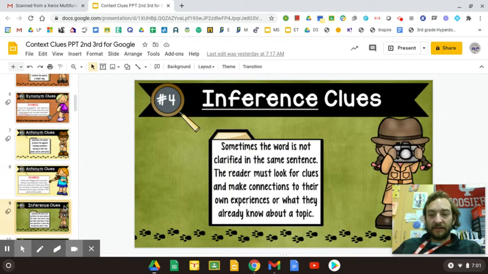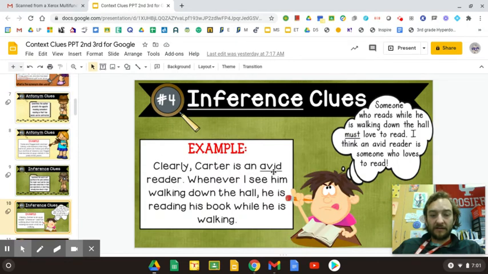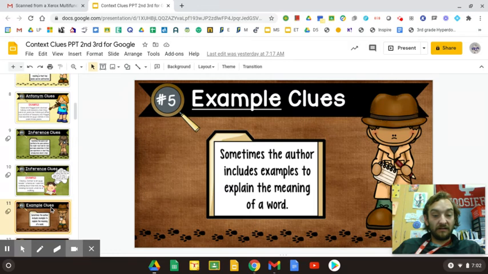Then we have inferencing, which is where we use our context clues and our background knowledge to come up with the meaning. So Carter is an avid reader. Whenever I see him walking down the hallway, he reads the book while he is walking. So I know not many times do I see people reading a book in the hallway. So that means he really likes the book and he does not want to quit reading. So that's how I use my background knowledge. I have that knowledge of not seeing people in the hallway reading very often. And if I do, I know they really like to read.